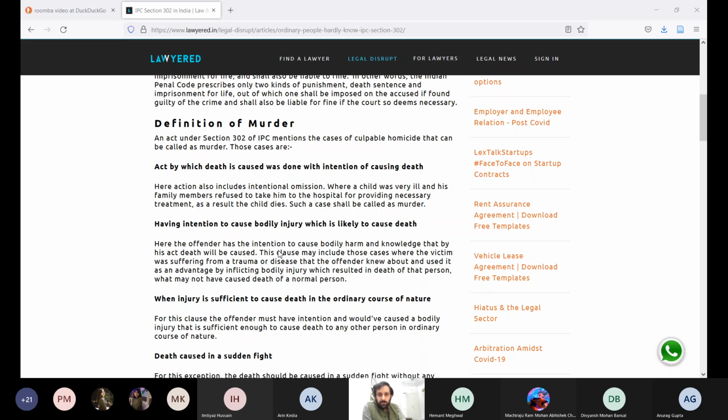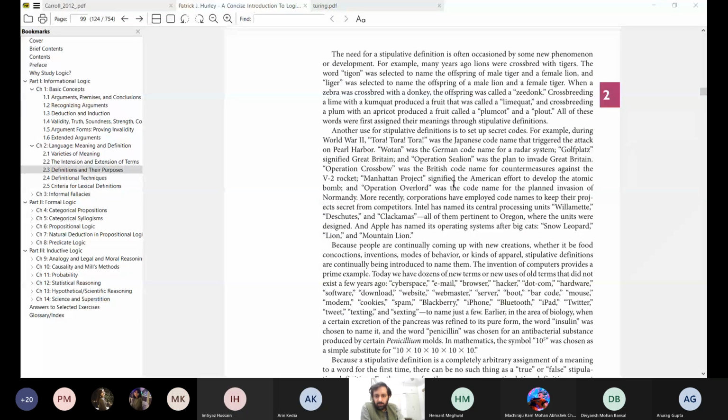Let me give you some more examples of stipulative definitions by sharing this screen. I don't know if I can. Switch screens. Okay, can you see the Hurley case? Yes, sir.